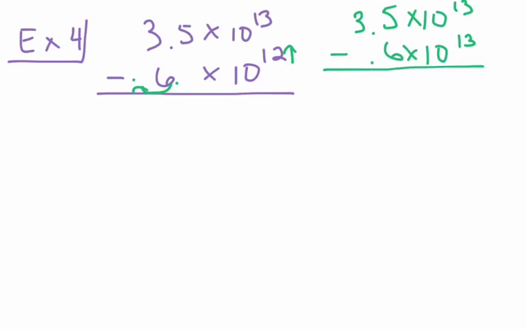All right, now my exponents are equal to each other, so I can copy down my times 10 to the 13th, and I take 3.5 minus 0.6, again making sure that my decimals are lined up. I'm going to borrow from this 3. 15 minus 6 is 9. Bring down my decimal. And so I end up with 2.9 times 10 to the 13th power. Okay? And at that point, I am all done with that problem.